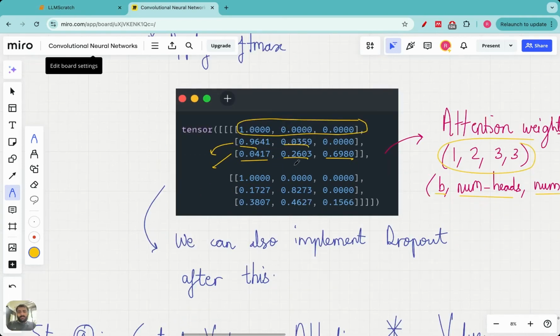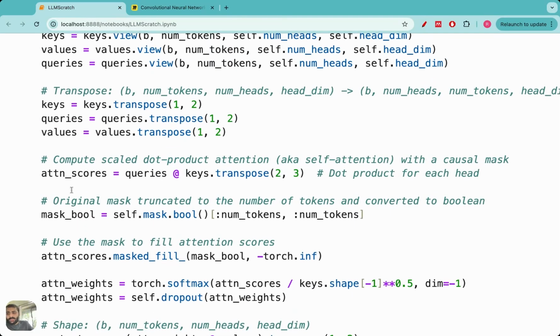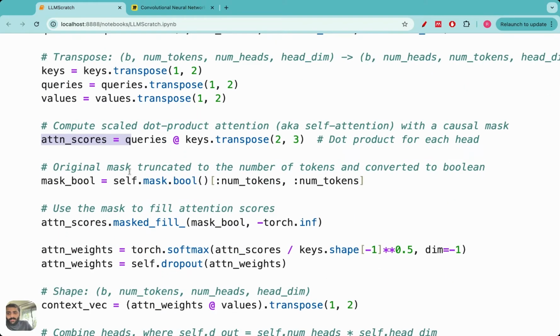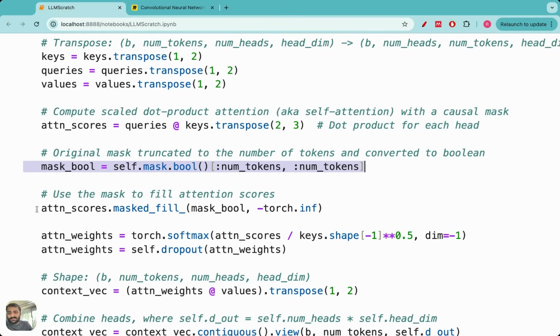Before that, one thing: usually we can also implement dropout after this. So you can mention a dropout rate, which is actually one of the arguments in the multi-head attention class. But here I am not implementing dropout for the sake of simplicity. So if you look at the code here, we have got the attention scores. The first step, as I said, is to create this mask and then apply this mask to the attention scores so that all the elements above the diagonal are negative infinity. That's what this step is doing.